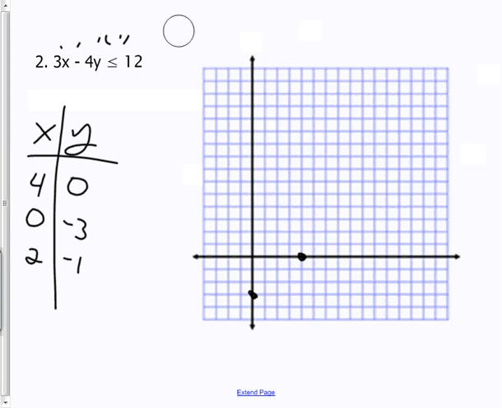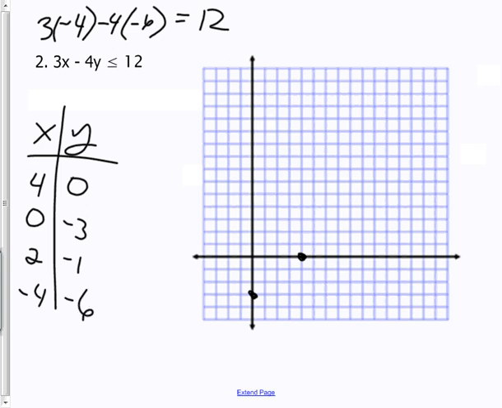All right, -4 and -6. 3 times -4 minus 4 times -6. Is that equal to 12 or not? 3 times -4 is -12. And positive 24 makes positive 12. Good job. So -4, -6. So x is -4. And y is -6. Congratulations, you went off the page, but that's okay. You see how they line up in a straight line?